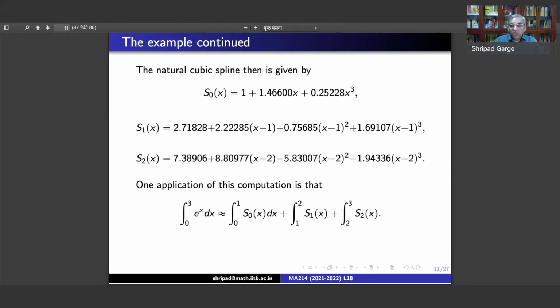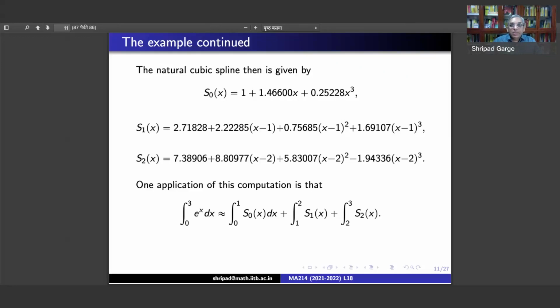And S0, S1, S2, these are all polynomials. So putting polynomials there and computing integrals of polynomials is something which is much easier than computing the integral of an exponential. Of course, you may say that we can also compute the integral of an exponential, but this example illustrates why it is useful to have these cubic splines approximate your function, or why it is important to have a polynomial type of thing which approximates your function in a nice way.